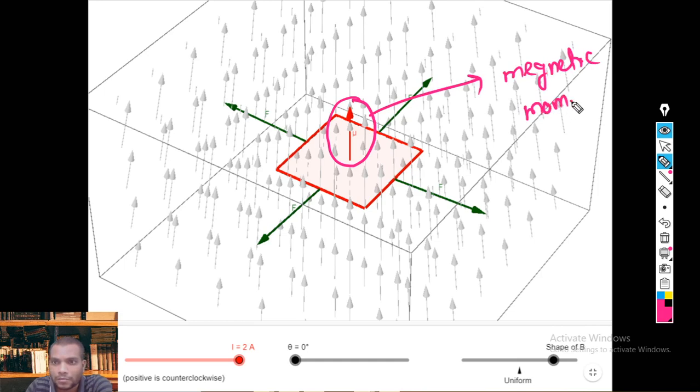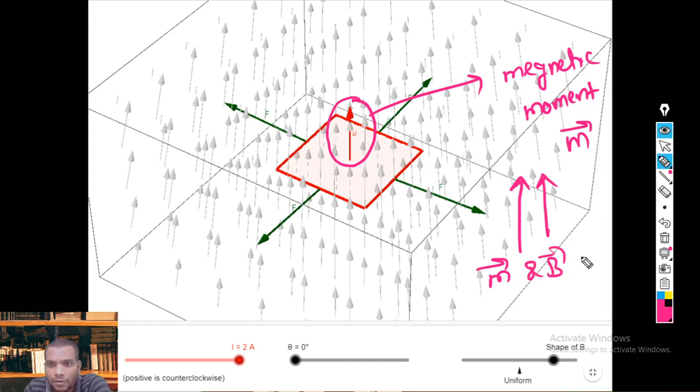Magnetic moment, we represent that with little m bar. Now in this situation, the magnetic moment is parallel to the magnetic field, so they are both showing in the same direction. In this case, the angle between m bar and b bar, theta, equals 0 degrees. If theta equals 0 degrees, what is the torque? Torque equals 0. So it does not contribute any torque in this situation.